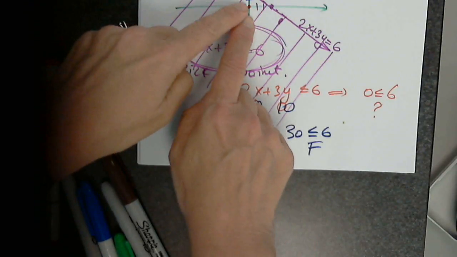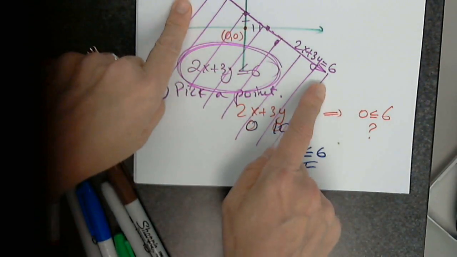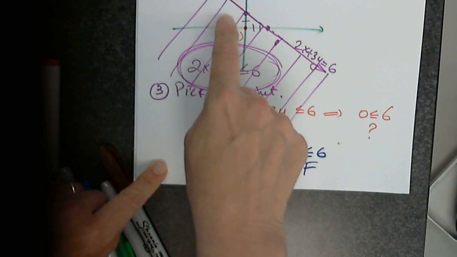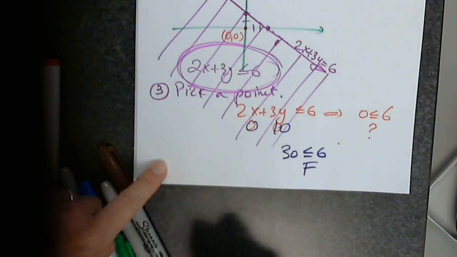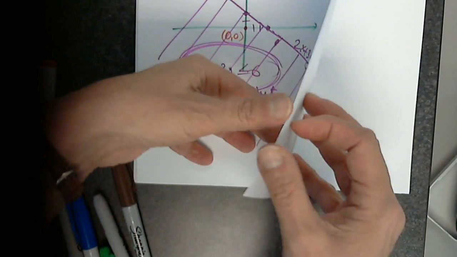I personally will always pick 0, 0, but I have to remember where it's coming from. So you shade in the correct area. As long as, and you cannot, if the line passes through the origin, you cannot pick the origin to check. Okay, so this is how we solve a linear inequality in two variables.